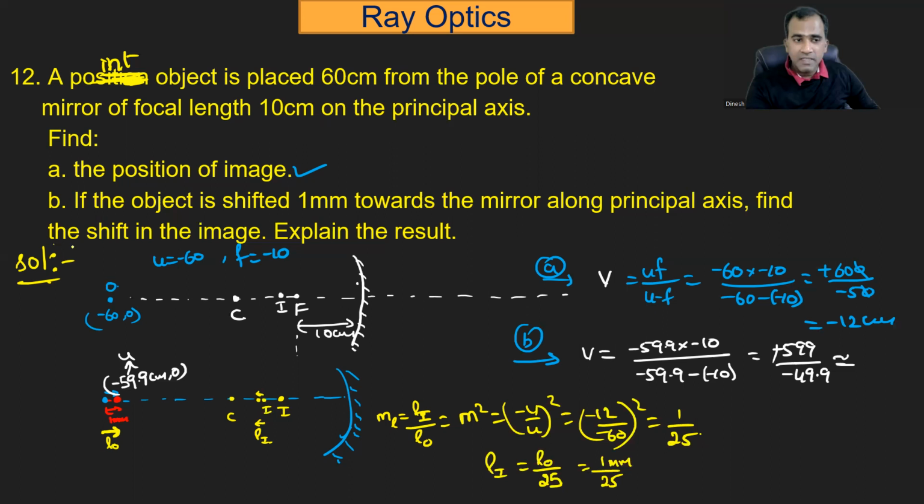So they're asking only for the shift in the image. How much is the shift in the image? It is only 1/25th of a mm, or 0.04 mm. So the shift in the image is 0.04 mm. Though a point object is shifted, you can think of it as a big object, find its image, and that way also you can find the shift in the image. I hope you're following. Any doubt here? Question?